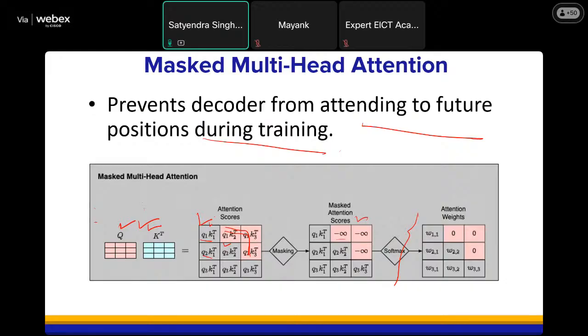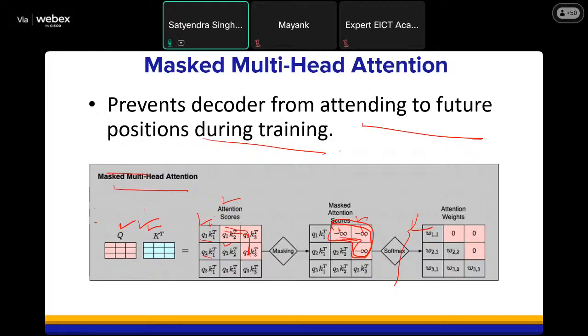So what we use is an auto-regressive approach of training. Auto-regressive models are those models that generate one word, that give output one at a time. So during training time, to make this auto-regressive approach work, in the masked multi-head attention network, when we calculate the attention score, the future attention scores are masked, so that these are not used to calculate the self-attention weight.